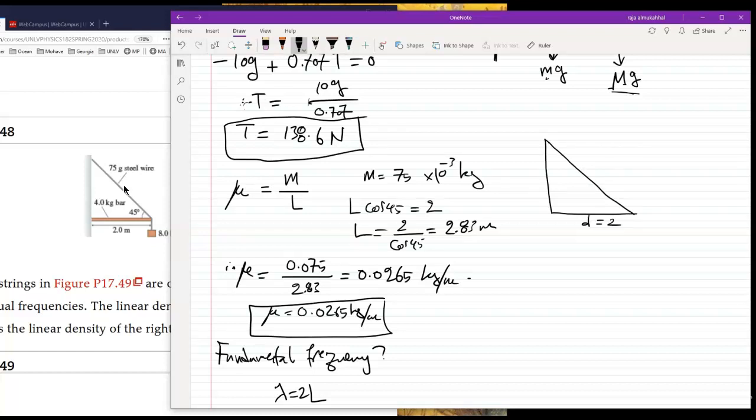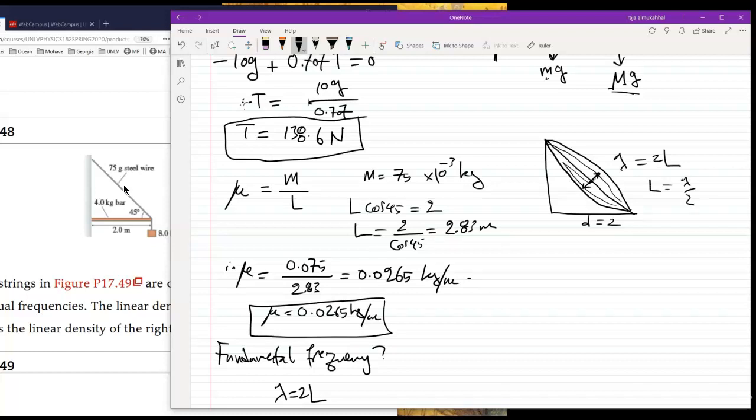What's happening to it? It's actually vibrating like that. There we go. You see what I'm saying? So it is vibrating up and down like that. You see what I'm saying? And that's lambda is equal to 2L, or L is half a lambda.